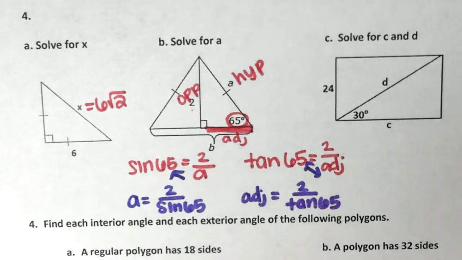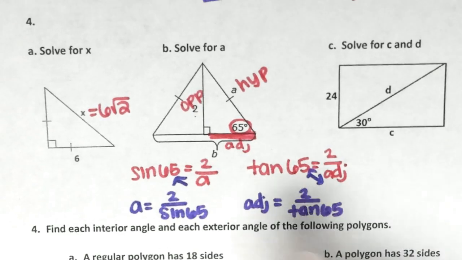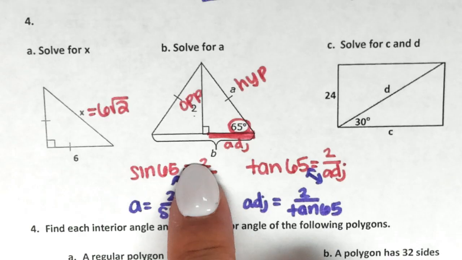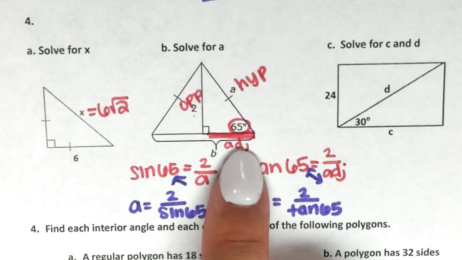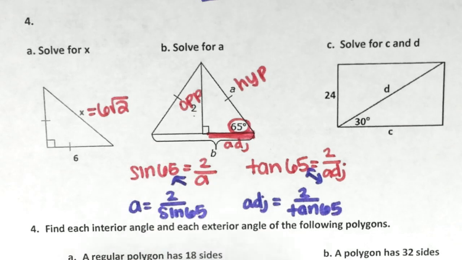Why did I not set it equal to B? Because B's like the entire thing. B is the whole thing. How would I find the whole thing? I would multiply it by 2. Because this is isosceles, that is the midpoint. So you can multiply it by 2.